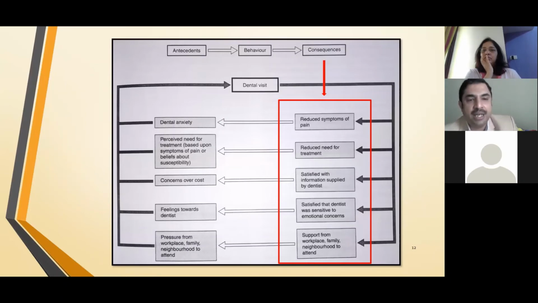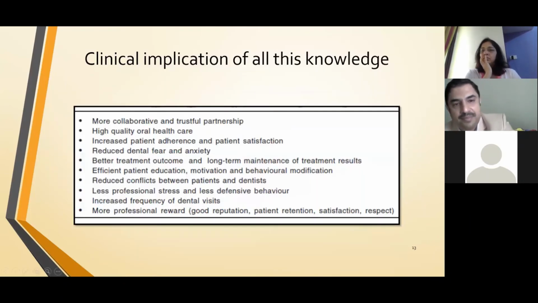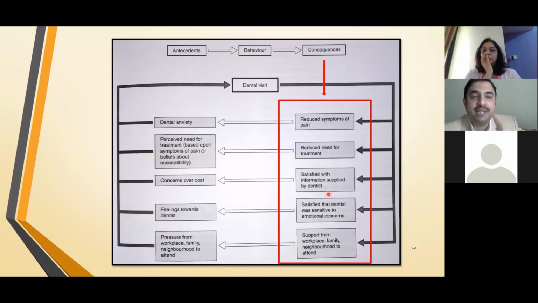Satisfied with the information supplied by the dentist. So you look at the patient, right? The patient is coming from a lower socioeconomic status, right? So the amount of information you give and the way you give should be according to his intellectual level, okay? So you don't tell him that I'm going to use a Siemens root canal apex locator for your RCT. It does not matter to him, okay? It only matters pain relief. So all this information that you give, the patient should feel satisfied.